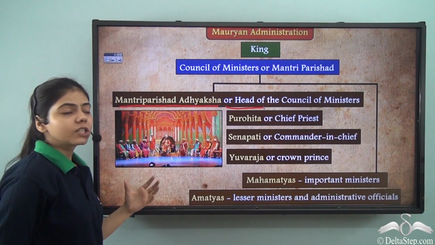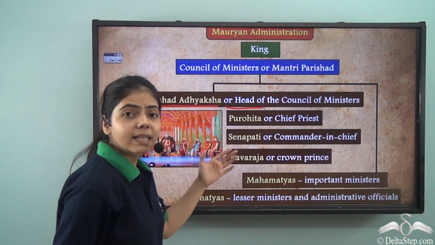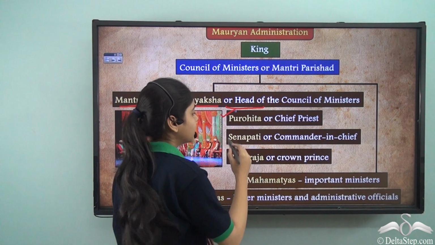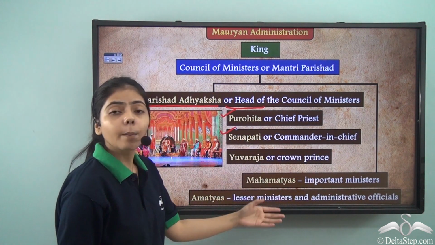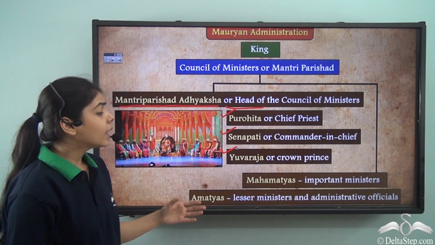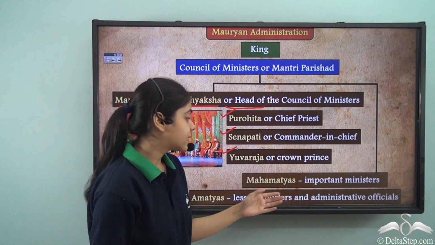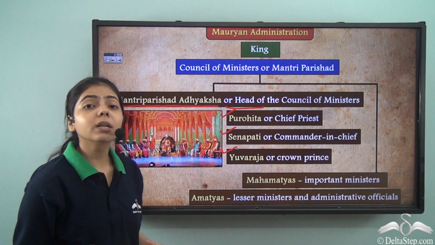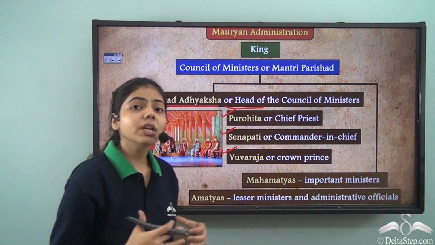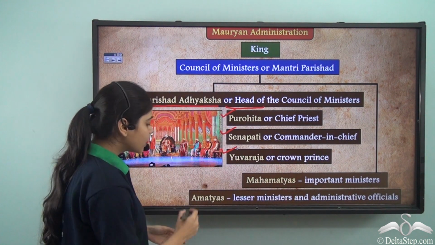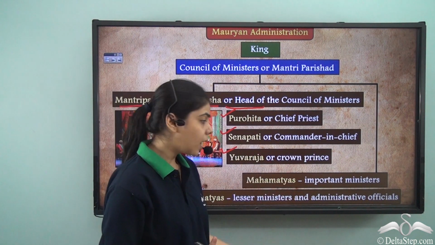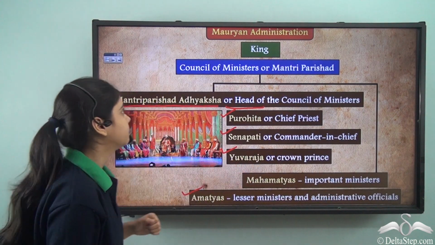Under this Mantri Parishad Adhyaksha, we have different set of people, like the Purohit, who is the chief priest, the Senapati, who works as the commander-in-chief, and the Yuvraj, or the crown prince. Now we also have different other ministers, like Mahamatyas, who were the important ministers appointed to work in the official administrative department. We also had the Amatyas, who were the lesser ministers, who also assisted the Mahamatyas in the administration.